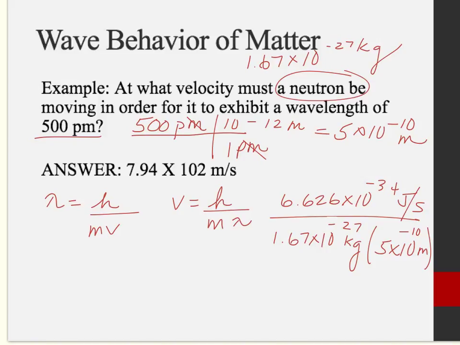And when I did the math, I wound up with 793.5 meters per second for my velocity. And so they rounded that to 794 and then put it in scientific notation. So it's the same thing.